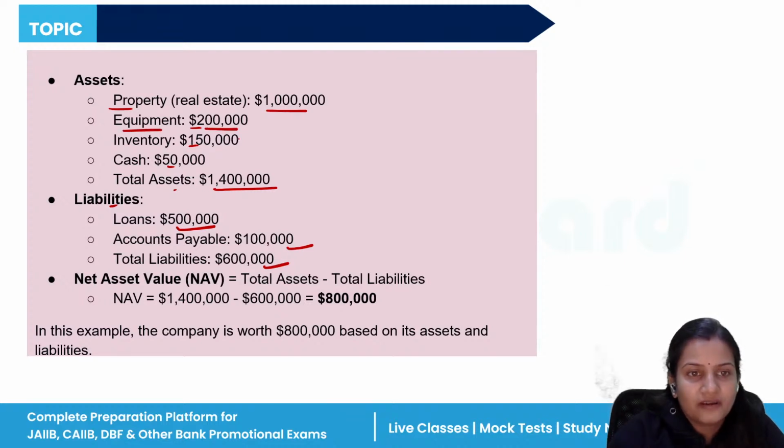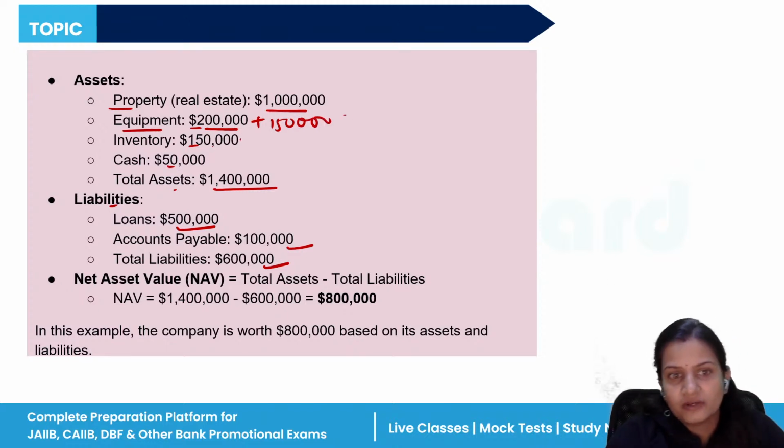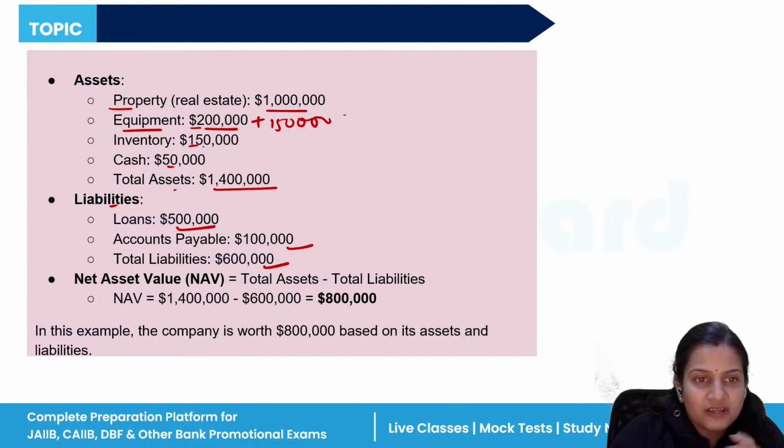Clear? So equipment is 2 lakhs, inventory is 2 lakh plus 150. We don't have to calculate cash now. Cash is approximately, if we have to ask about the whole total assets, that is 50,000.